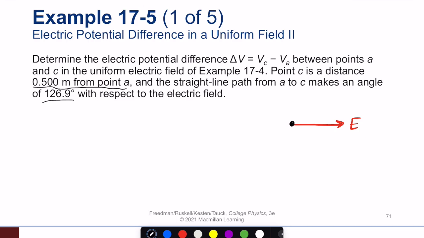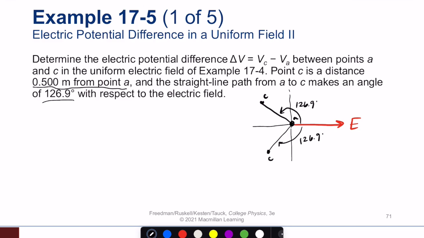So 126.9, because it doesn't tell you which way to rotate, right? Technically, this is 126.9 degrees. This is also 126.9 degrees. So it's not clear which path is taken. Okay, if this is point A, we don't know if it's this point C or this point C, but that's okay. We're going to do both and you're going to see something. Okay. So we're going to set it up in the same way we did in the previous example.